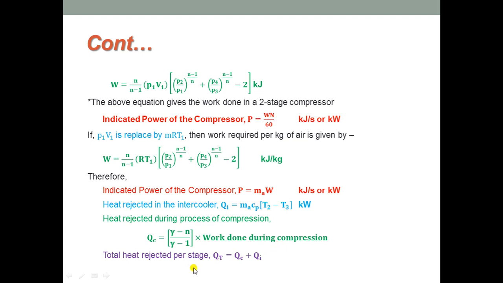And total heat rejected in the stage or per stage is given by heat rejected during compression plus heat rejected in the intercooler. So this gives the total heat rejected per stage of compression.